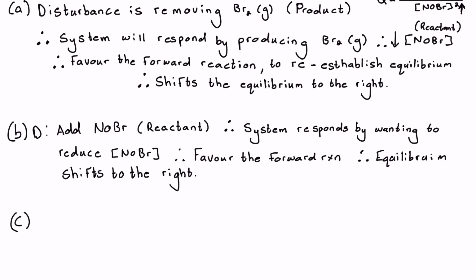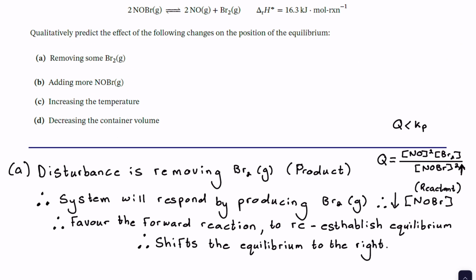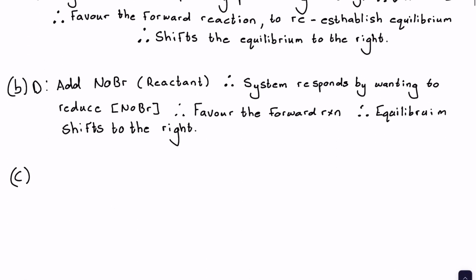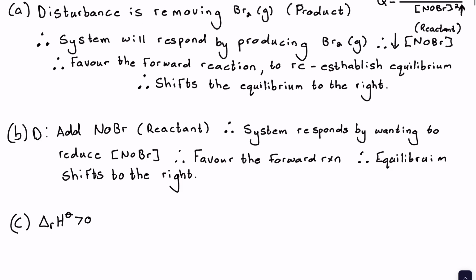Right, let's look at C. C says, what will happen if we increase the temperature to the equilibrium position for this reaction? Now, this all is dependent on the enthalpy. So the standard enthalpy of reaction, delta H reaction standard, that's what the zero is, in this case is larger than 0, right? Because it's positive, 16.3 kilojoule per mole reaction.